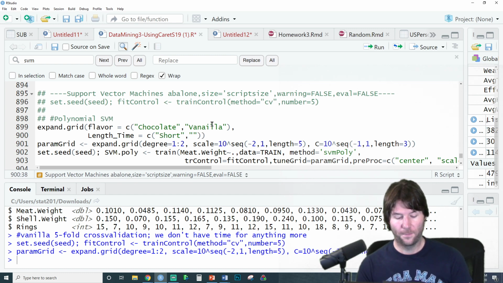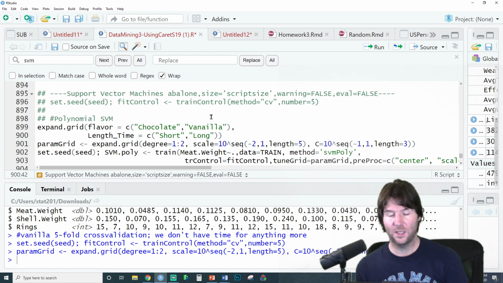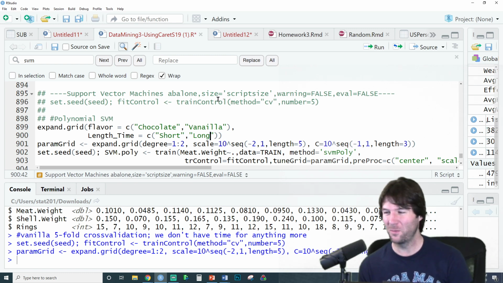And we'll go long. So I just want you to think for a moment, how many combinations are there of the way you could cook this cake? If anyone in the chat says it, I'll give you a million points. I don't know how many people are watching, if anybody right now. But we've got chocolate short, chocolate long, vanilla short, vanilla long. That's all the expand grid is doing.